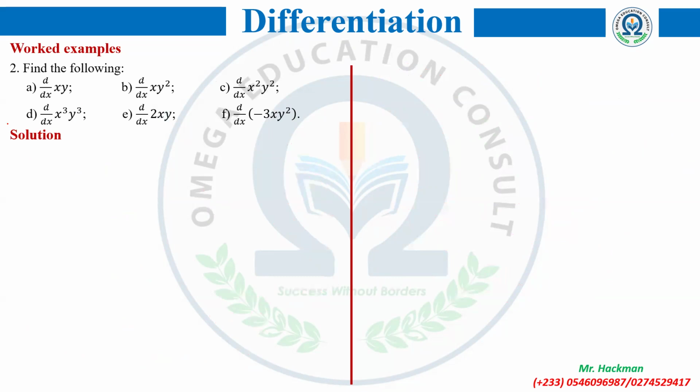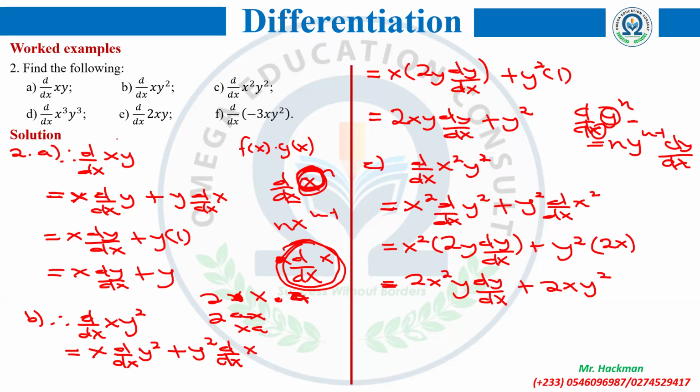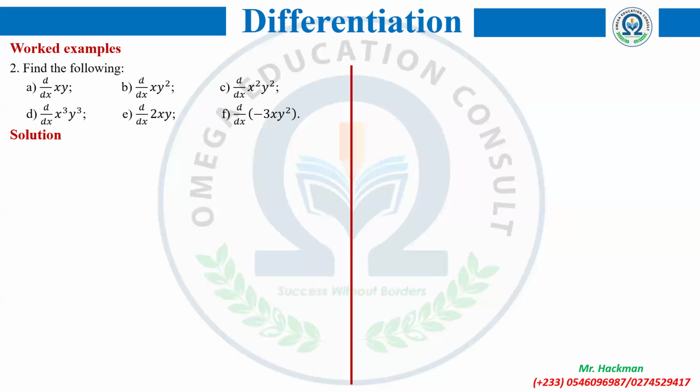Okay, so let's see. D. Did we conclude? We didn't conclude. So you can see that when I was moving to D, I asked myself. That's why I'm able to go back and do my conclusion. Okay, so now D. What are we given? d/dx of x cubed y cubed.